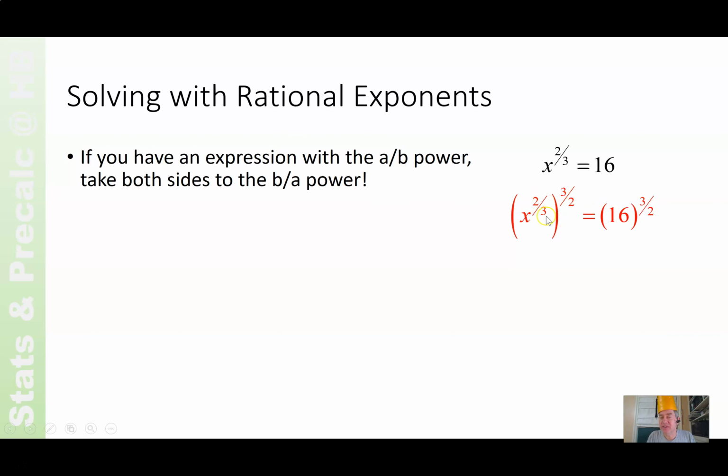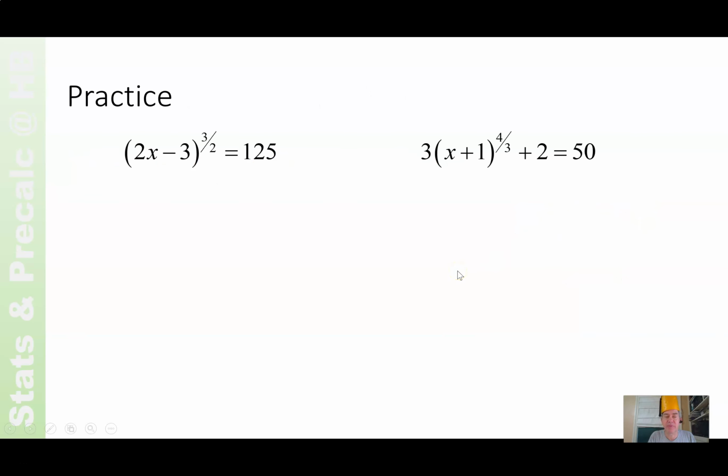And you notice on the left side, I'm going to get x to the 6/6. That's just plain 1. So x to the first power. On the right-hand side, 16 to the 2/3, that's the square root of 16, which is 4. To the third power, 4 to the third power, 64. So again, this side, you got x to the 6/6, just x. This side, 16 to the 3/2, which is square root third power. Go ahead and practice these.